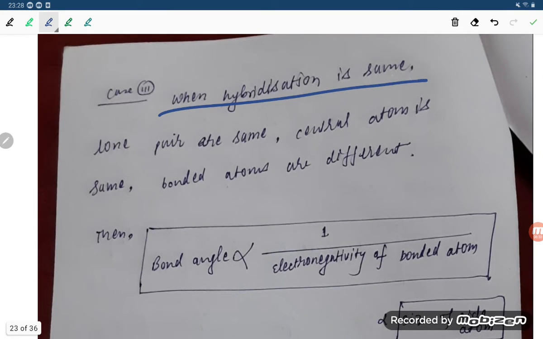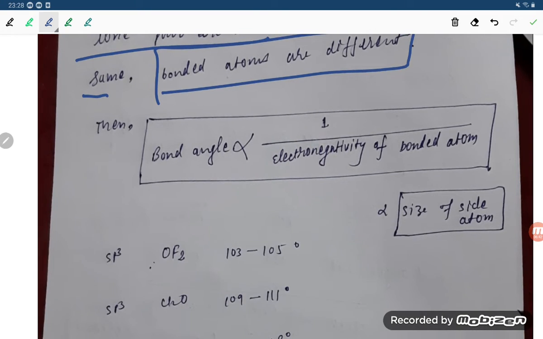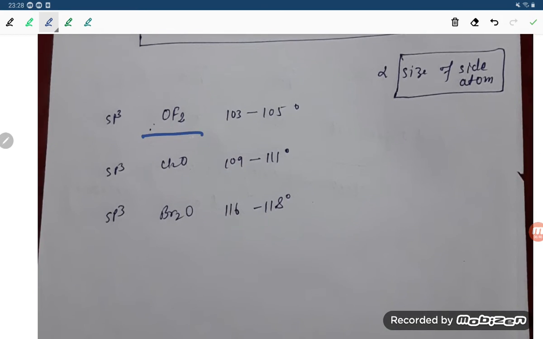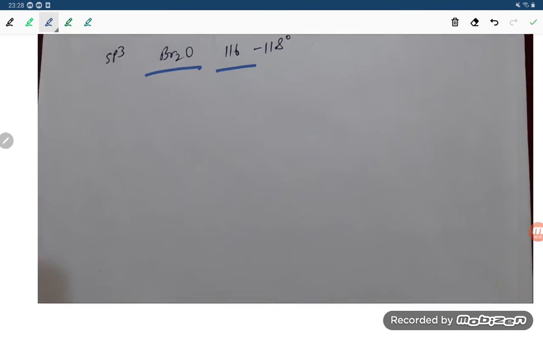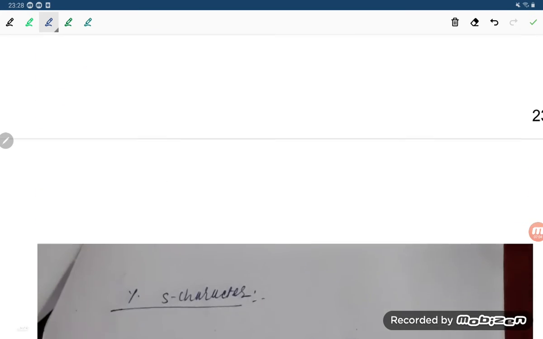When hybridization is the same, lone pairs are the same, and the central atom is the same, but the bonded atoms are different, then bond angle is inversely proportional to the electronegativity of the bonded atom. So OF2, Cl2O, Br2O: here you see 103, 109 and 116. The hybridization is the same, but the surrounding atoms are different.